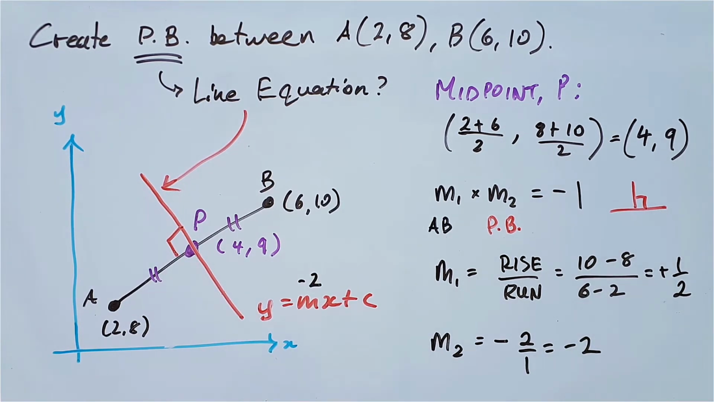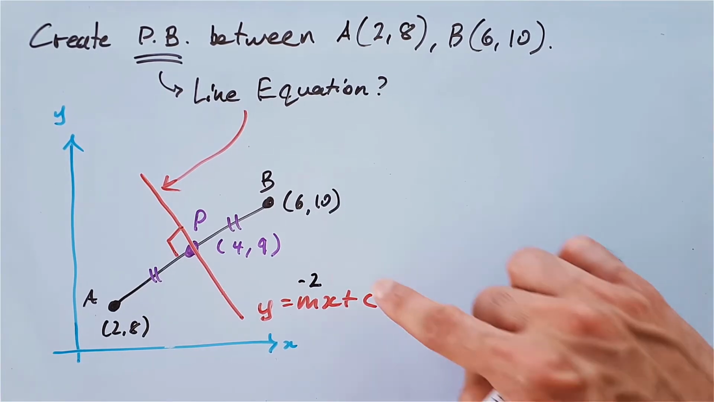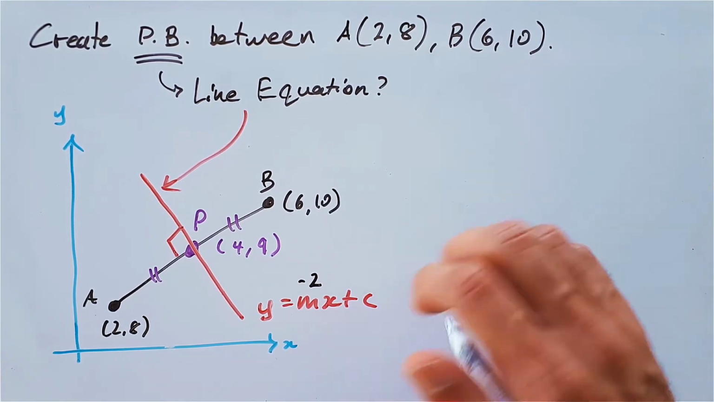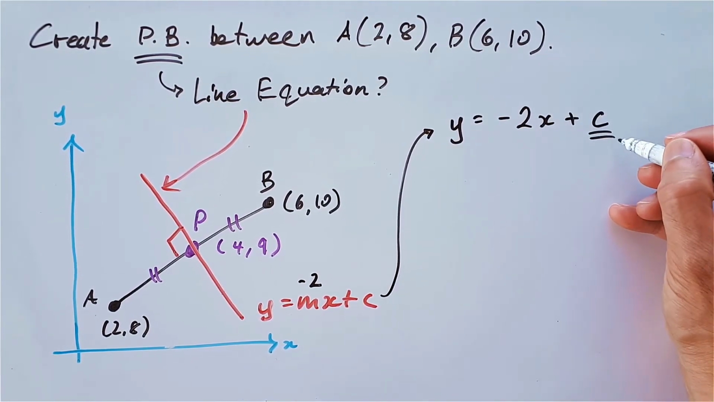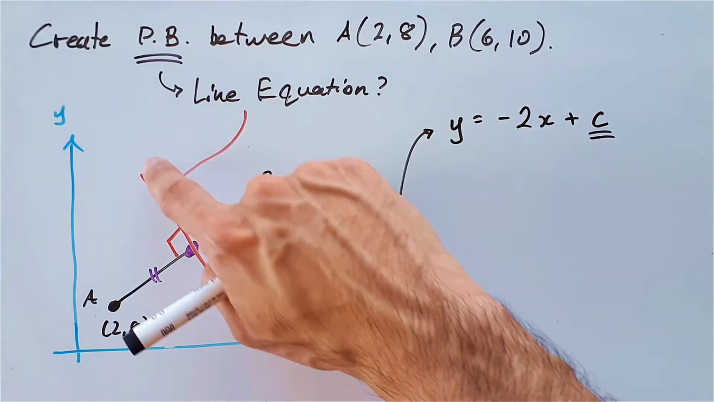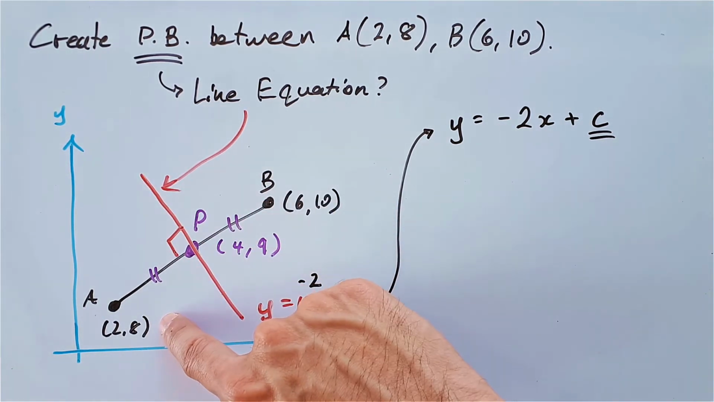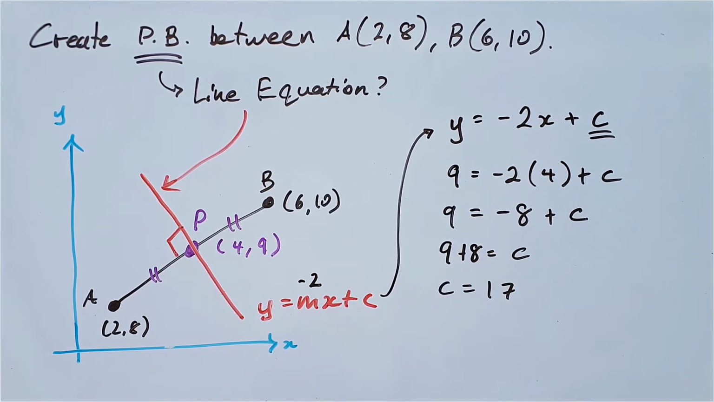The second last thing we need to do is find c. Plug -2 into the equation as m and rewrite the equation using the updated value. To find c, we need to plug this point into the equation, because this point sits on our bisector, but the other two do not. So after working this out, we will find that c is 17. The final step is to update this into the equation, giving us y equals -2x plus 17.